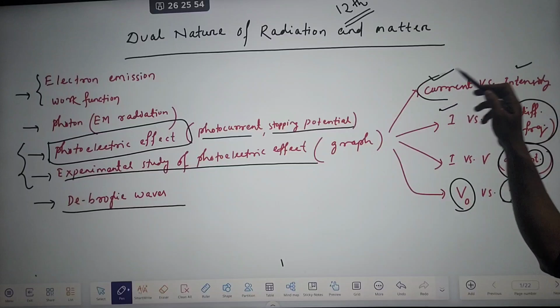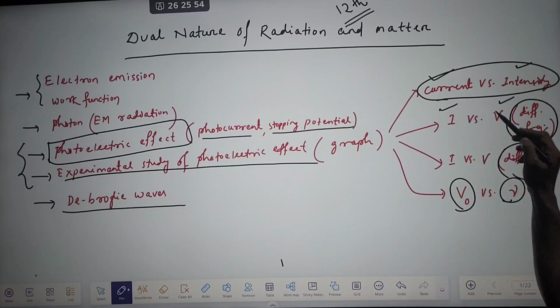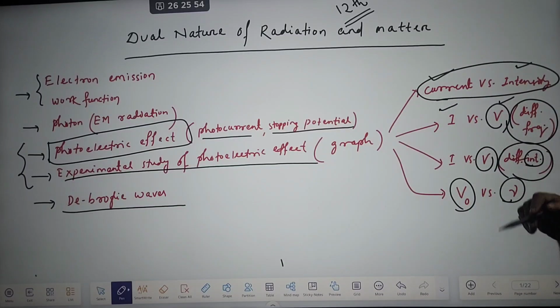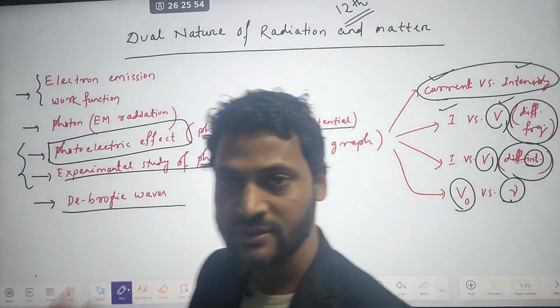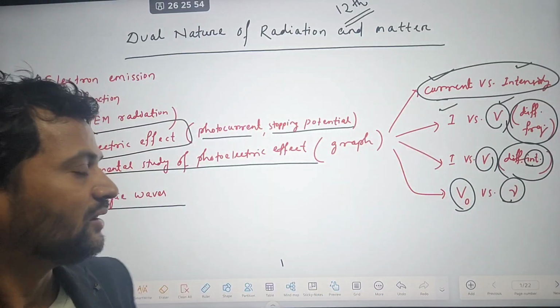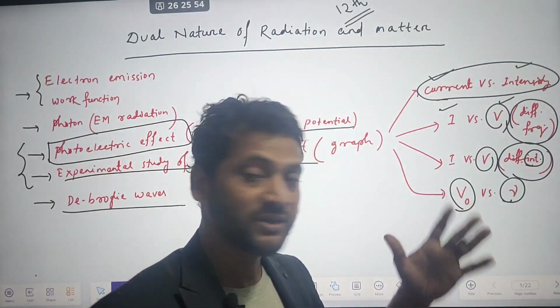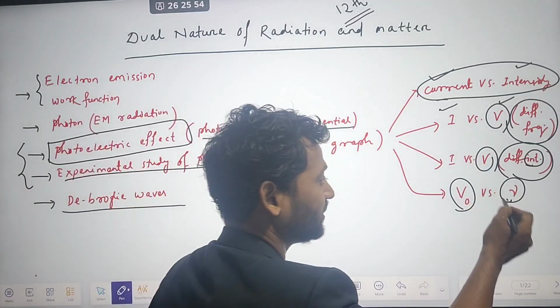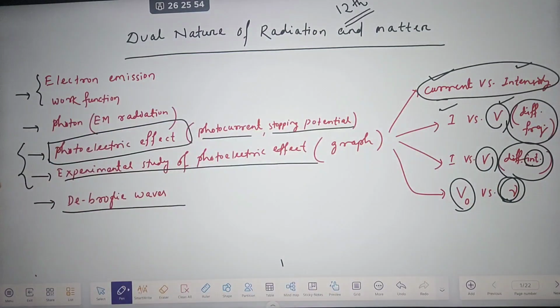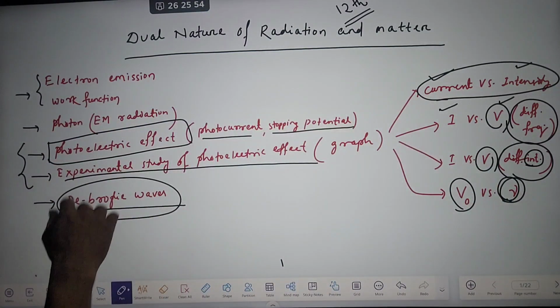Like what is the variation of current with respect to intensity, what is the variation of current with respect to anode potential at different conditions with different frequency and different intensity. Then we will discuss what is the variation of stopping potential with respect to frequency of incident radiation. And then finally de Broglie wavelength with some numericals.